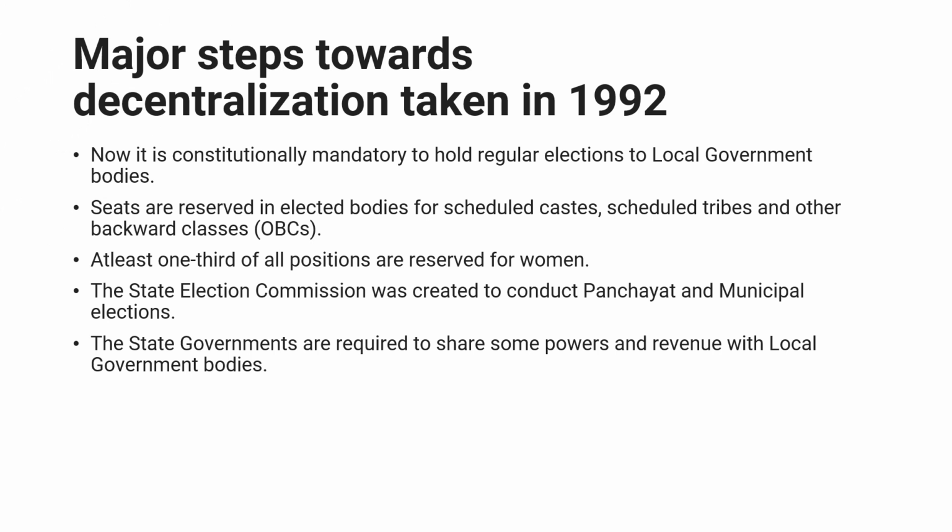So, what are the major steps towards decentralization taken in 1992? Now it is constitutionally mandatory to hold regular elections to local government bodies. Seats are reserved in elected bodies for scheduled castes, scheduled tribes, and other backward classes. At least one-third of all positions are reserved for women. The State Election Commission was created to conduct panchayat and municipal elections. The state governments are required to share some powers and revenue with local government bodies.